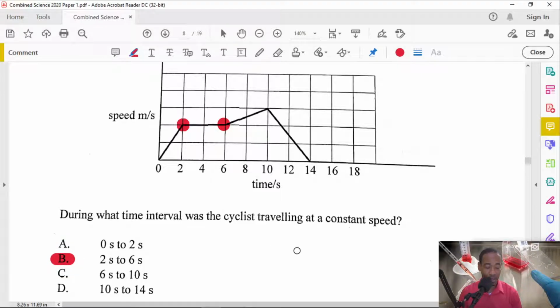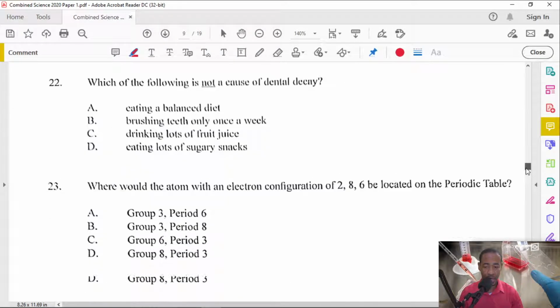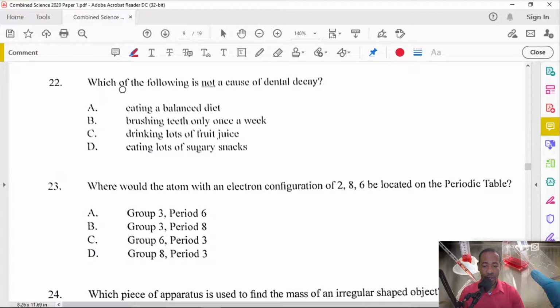All right, great. Let's now jump on to our other question, which is question number 22. This one is asking, which of the following is not a cause of dental decay? Eating a balanced diet, do you think that will be a cause of tooth decay? It says not. So eating a balanced diet is actually a good thing, so that is a very good answer right here.